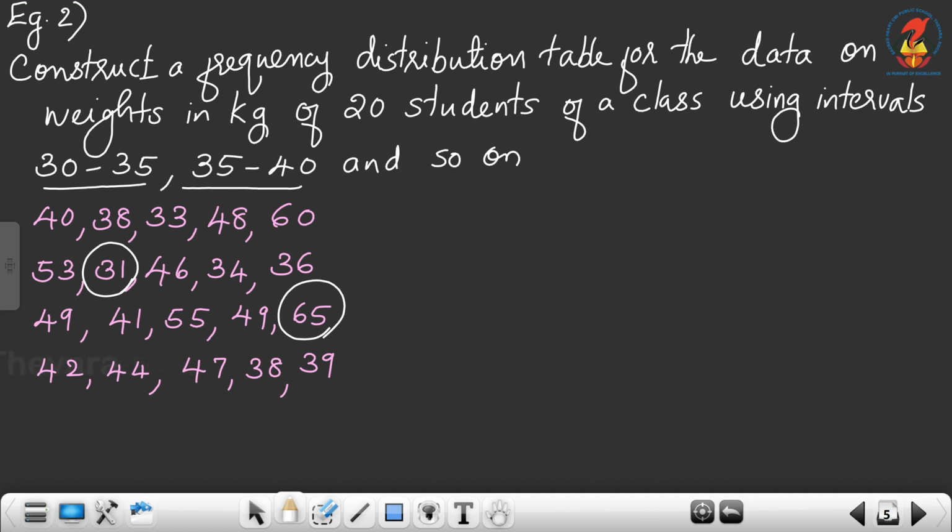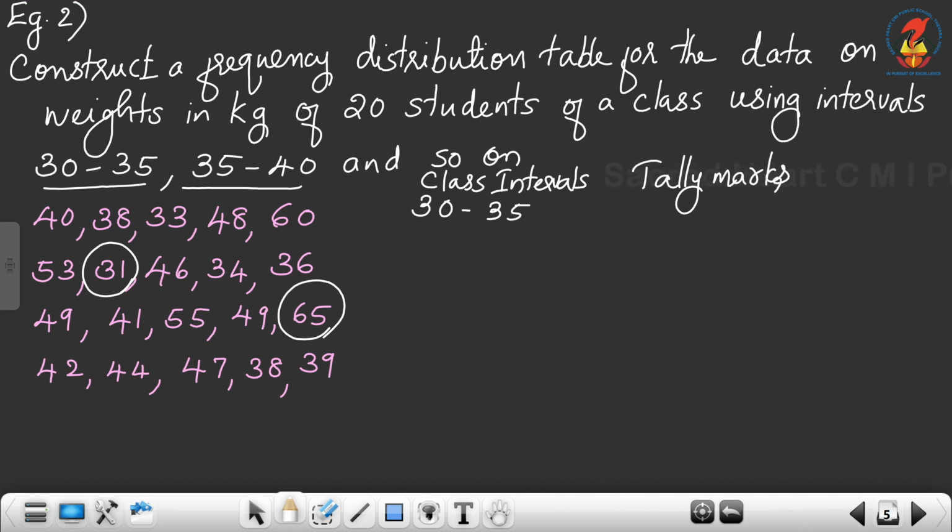The class intervals are already given here. So we can write 30 to 35. The first column we can write as class intervals, the second column is known as tally marks, and the third column is the frequency.